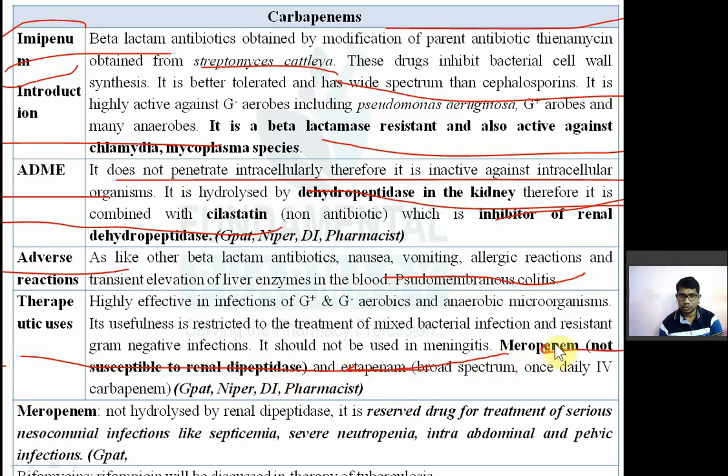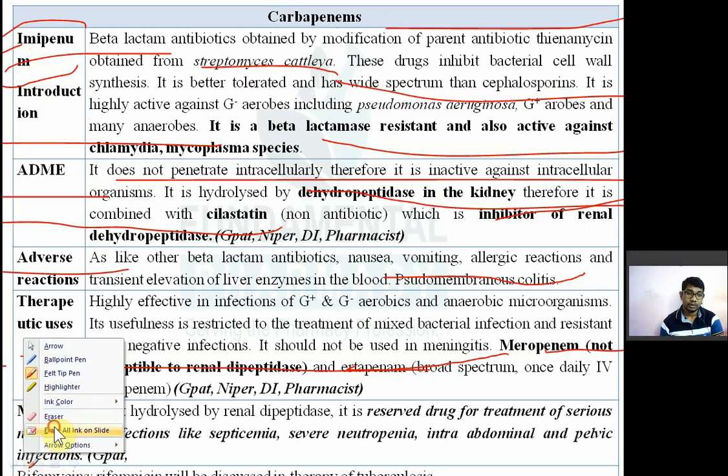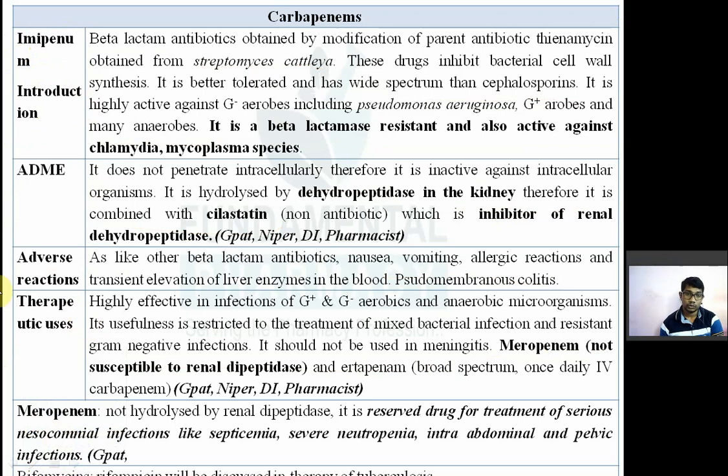Meropenem is not susceptible to renal dipeptidase. Remember here, imipenem is hydrolyzed by dehydropeptidase present in the kidney, but meropenem is not susceptible. So in the case of meropenem, you don't have to give cilastatin. Meropenem is not susceptible to renal dipeptidase, so with meropenem, cilastatin is not to be used.